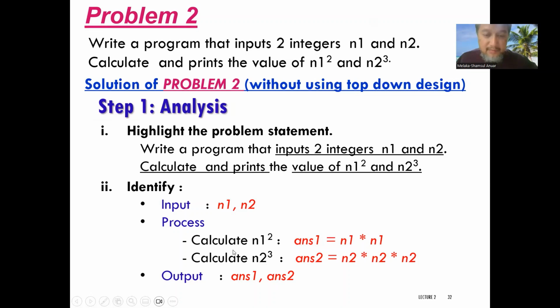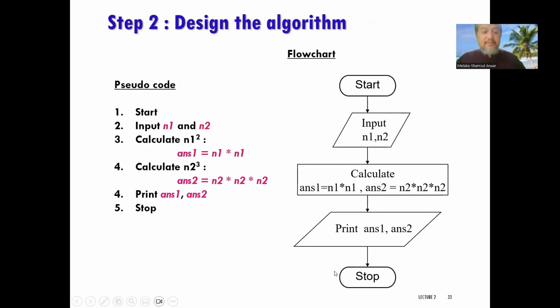So here is showing the steps. Input, we need to get n1 and n2, the values for this. And then for the process, what is the calculation needed to be carried out, and then you just output it, answer 1 and answer 2. These are the flowchart and pseudocode for that problem.